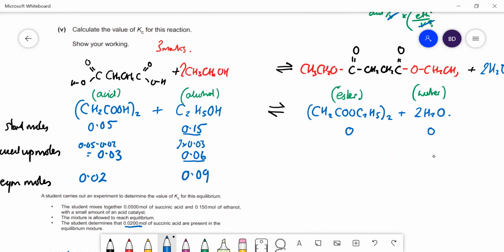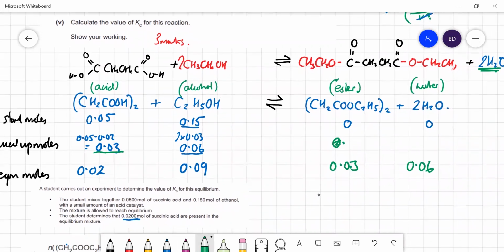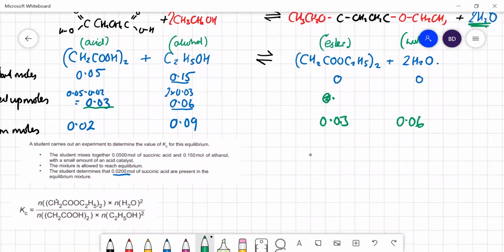Right. Now let's see here. We have used up 0.03 of the acid, so that means we're going to make the same amount of the ester there, and we're going to form double that for water, because we form 2 moles of water. That's 0.06 for that. Okay, so we need to put that into our Kc expression, which we've pasted down there.